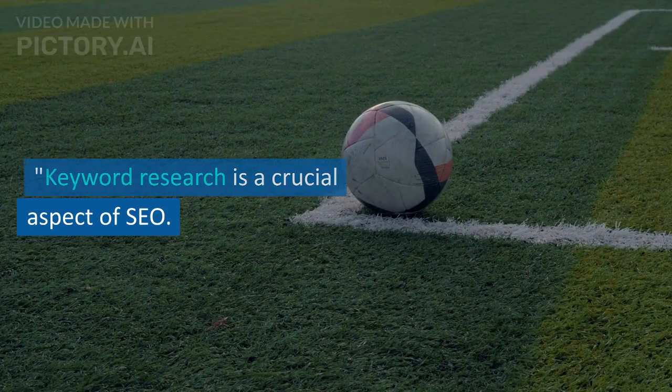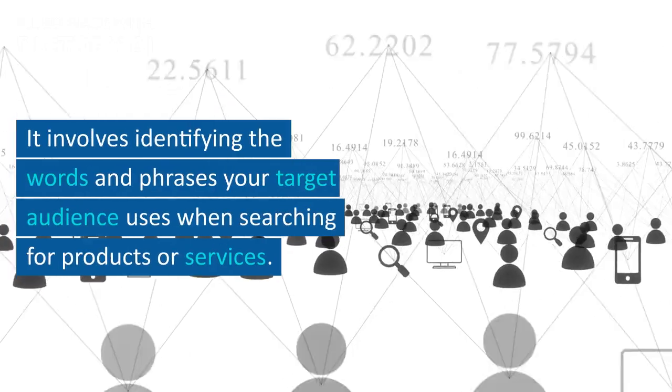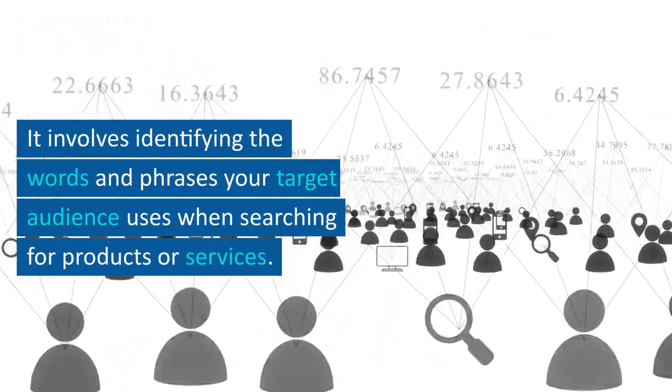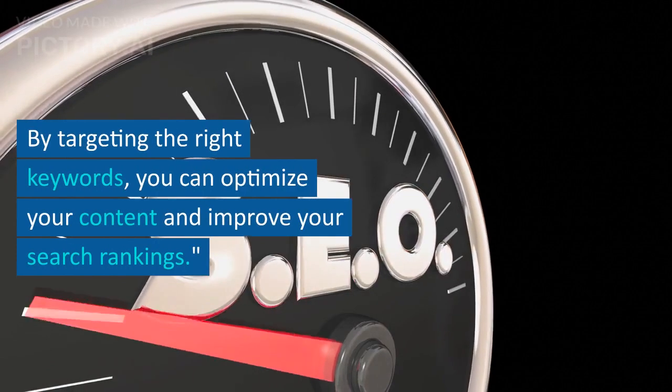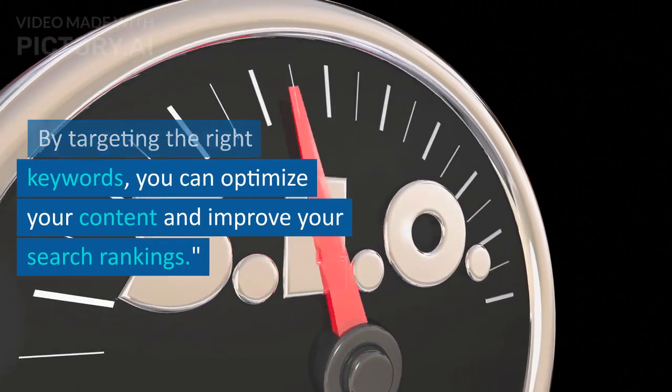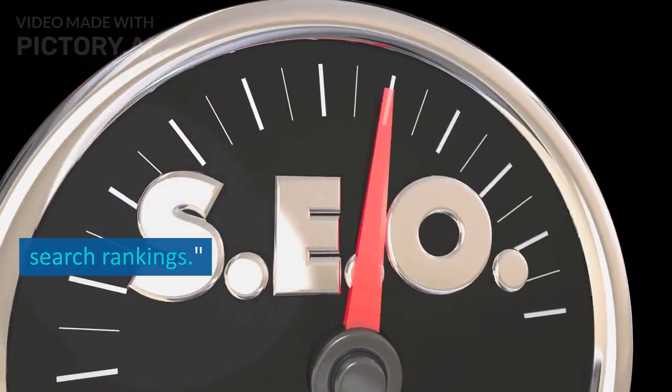Slide 3. Keyword research. Keyword research is a crucial aspect of SEO. It involves identifying the words and phrases your target audience uses when searching for products or services. By targeting the right keywords, you can optimize your content and improve your search rankings.